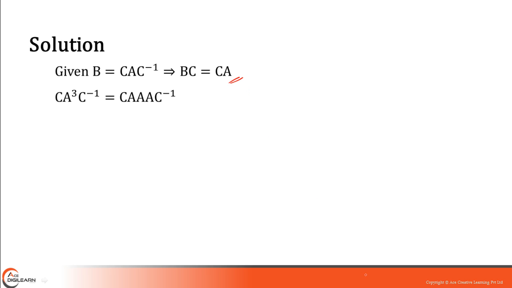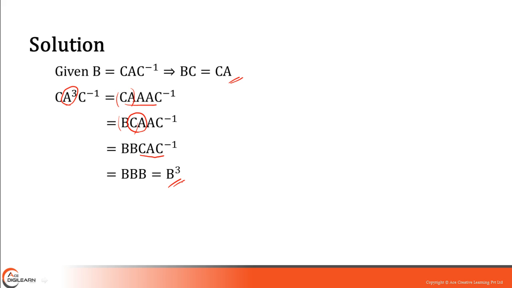So we need to find out CA cube C inverse, which we can write as A cube is A into A into A. So from this step, we can write CA as BC. So we get this. And next again CA, we can replace as BC. We get B B C A C inverse. And CAC inverse is given in the question as B. So by substituting that, we get B into B into B, which is B cube. So the right answer is B cube.